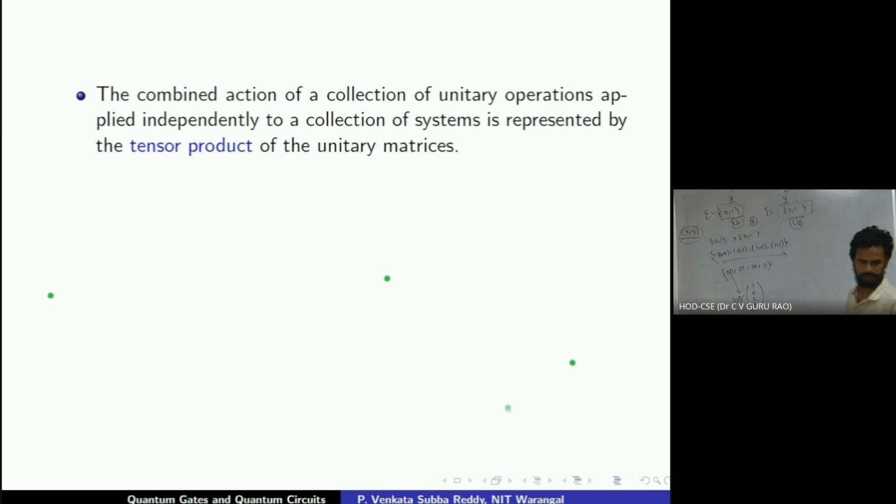What next one is, we are performing U1 operation on system X, independently U2 operation on system Y. What is the combined operation on system XY? It is given by some other operation, like Cartesian product here, by some other operation. Now can you tell me, if at all we perform this operation, what is going to be the order of that operation?